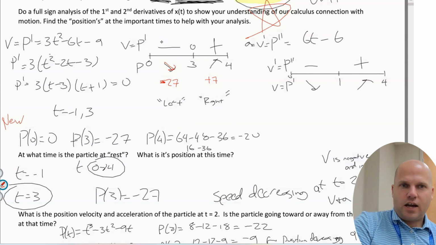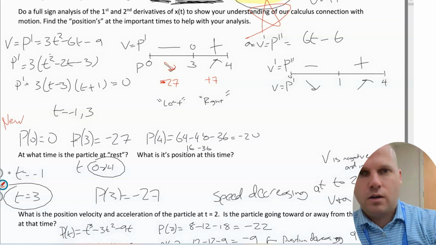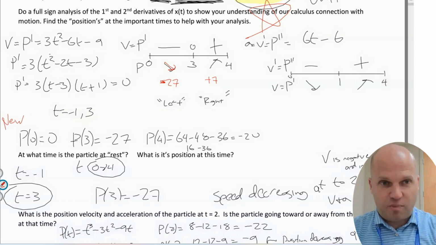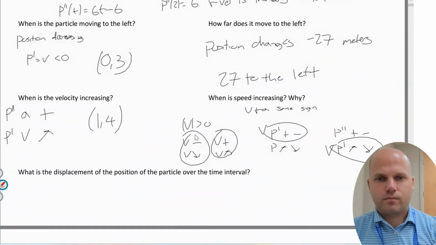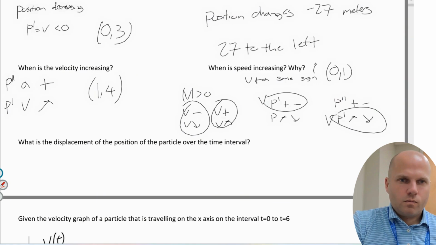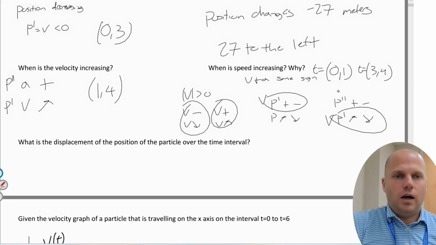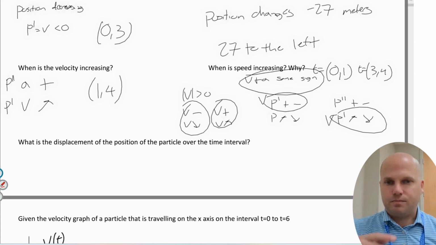We have negative velocities that are getting more negative from 0 to 1. We have positive velocities getting more positive from 3 to 4. It's like you put these on top of each other. 0 to 1, negative, negative; 1 to 3, negative, positive; 3 to 4, positive, positive. So 0 to 1 and 3 to 4. These are times when velocity and acceleration have the same sign. This is when P prime and P double prime have the same sign.